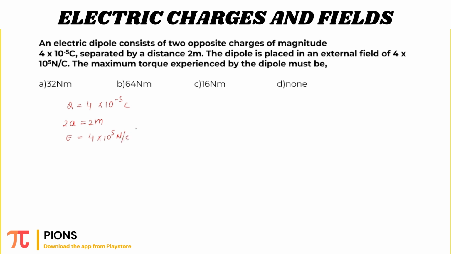Now we know that torque tau is equal to PE sin theta. But for maximum torque, theta is 90 degrees, right? So torque tau will be equal to PE. And dipole moment is nothing but 2aQ into E. And 2a we already have as 2 meters, Q as 4 into 10 to the power minus 5, and electric field is 4 into 10 to the power plus 5. 4 4s are 16, 2s are 32 Newton meter. That will be our correct answer. So option A, that's our correct answer. Let's see the next one.